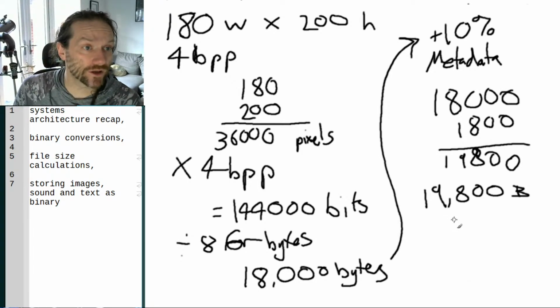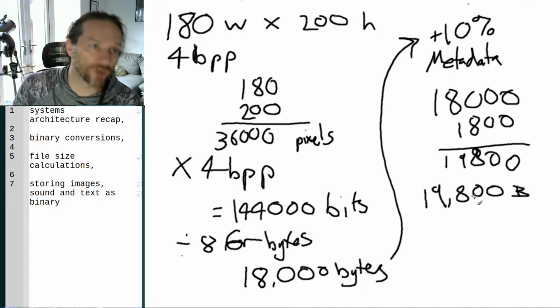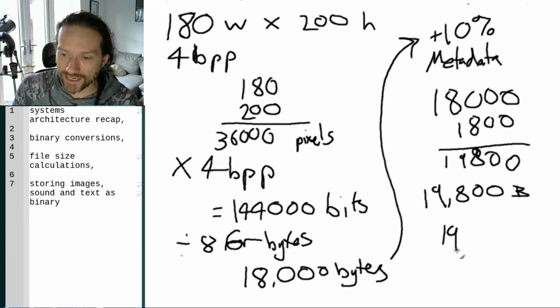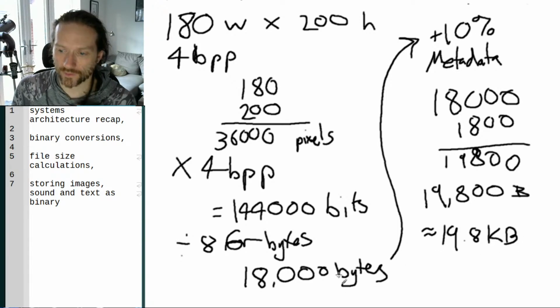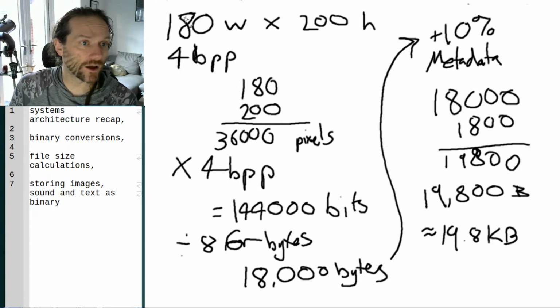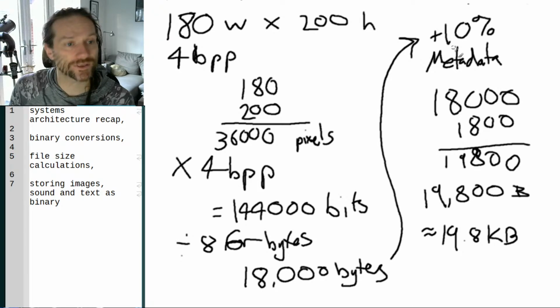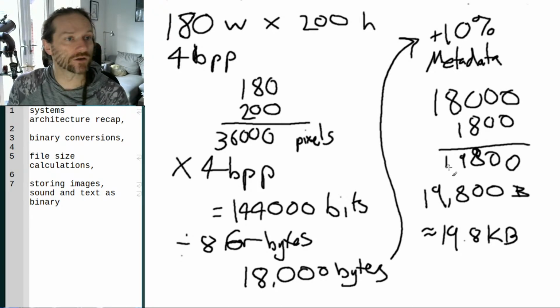We obviously need to convert that to a more sensible measurement, because we wouldn't say 19,800 bytes. We would divide by 1,000 and say 19.8 kilobytes. Remember, capital K, capital B. Okay? So, just in summary, multiply the width by the height. Multiply that total by the bits per pixel. Divide that total by 8 to get the total number of bytes, add on 10% for the metadata, and then convert to a relevant size.